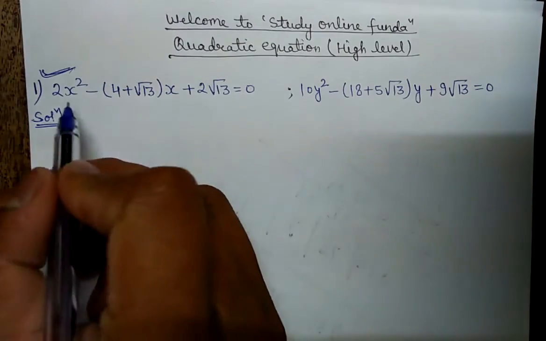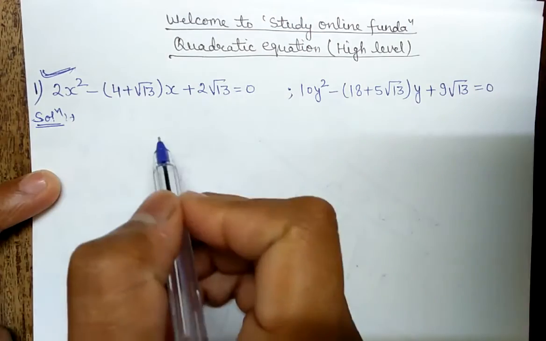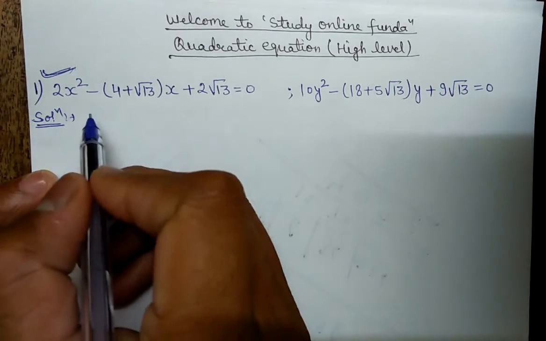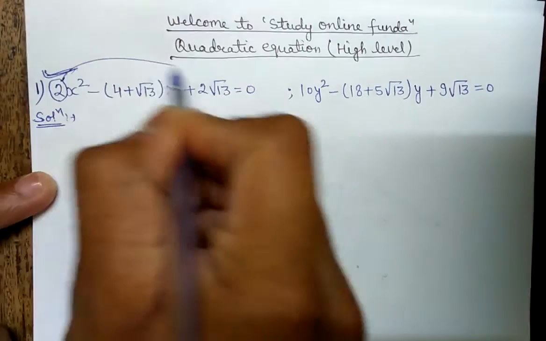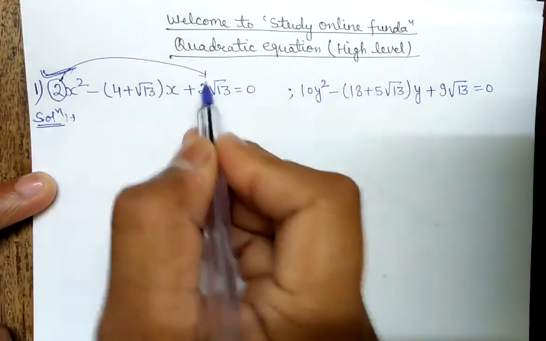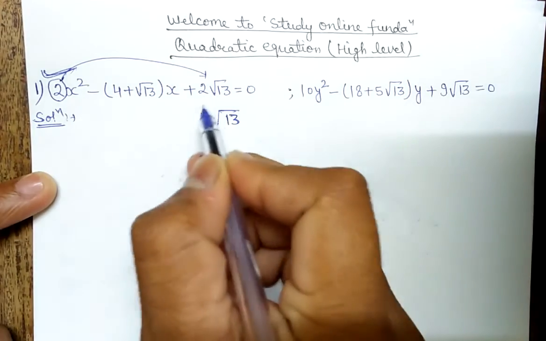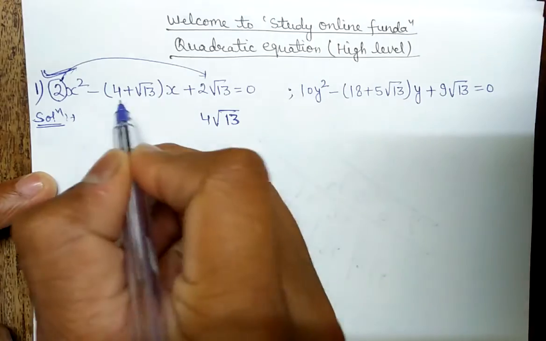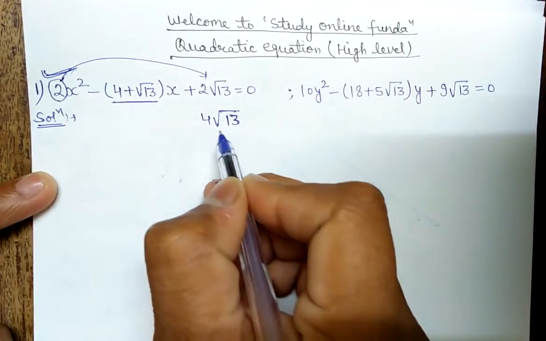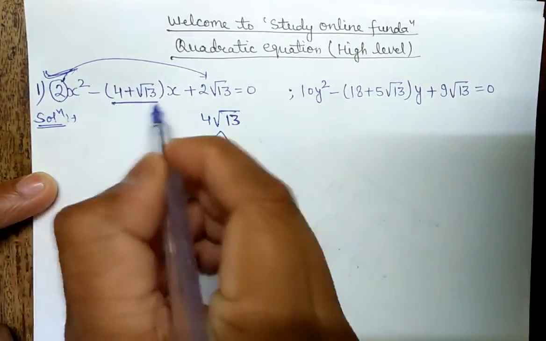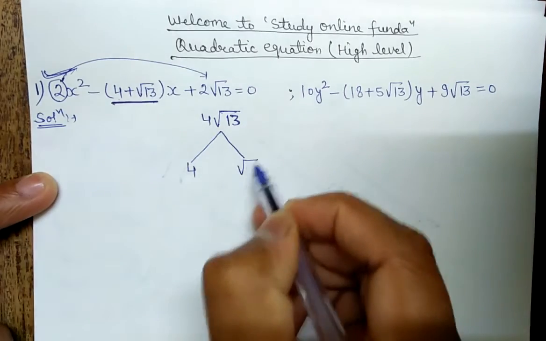See. The first equation given is 2x square minus 4 plus root 13 x plus 2 root 13 is equal to 0. How to solve this equation? As I told you in earlier parts, first of all multiply the coefficient of x square by the constant value. By multiplying these two we will get 4 root 13. Now we have to divide this in such a way that by adding them we will get this part, and by multiplying them we will get this part. So in such type of question, directly write these values, 4 and root 13.